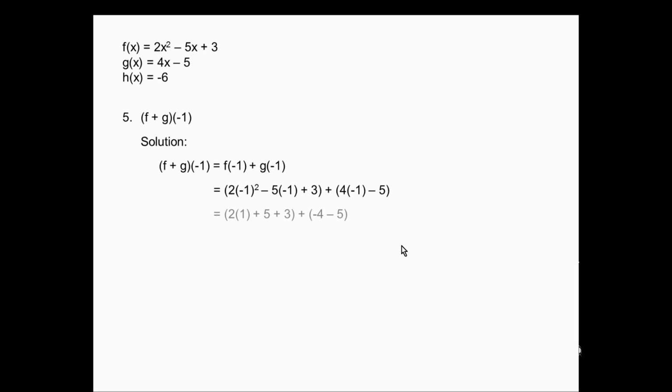So this gives me 2 times 1 plus 5 plus 3. This gives me minus 4 minus 5. Okay, 2 times 1 plus 5 plus 3, that's 2 plus 5 plus 3. Negative 4 minus 5 is negative 9. 2 plus 5 plus 3 is 10. So I have 10 plus negative 9, which works out to be 1.